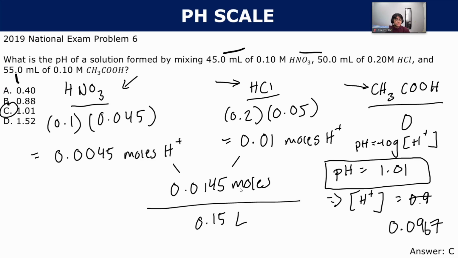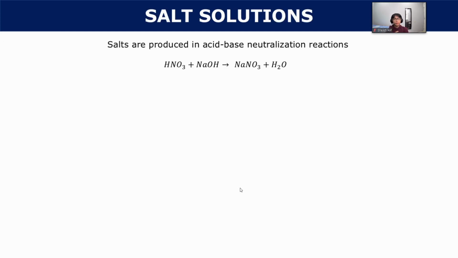Okay, let's move on to salt solutions. So if you have a salt and you dissolve it in some water, depending on what the salt is, the solution could turn a bit acidic, a bit basic, or it could stay neutral. And so how do we predict what salts are going to produce acidic solutions, basic solutions, and neutral solutions? Well, in order to do that, you need to know that salts are produced in an acid-base neutralization reaction. So what does that mean?